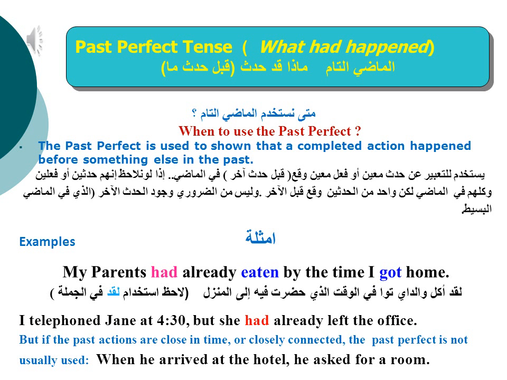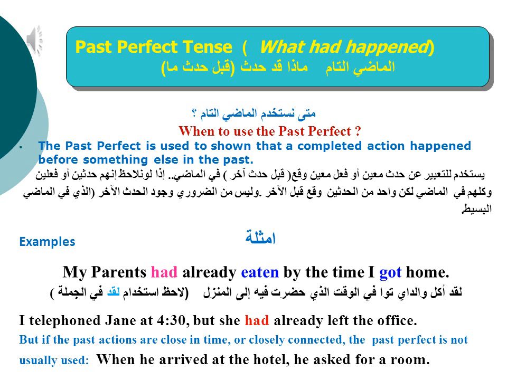In this slide, we shall look at past perfect tense, and that is what had happened. When do we use it? Now, we use it to describe a completed action that happened or that had happened before something else in the past. Here is an example for you. Very clear example. My parents had already eaten by the time I got home.